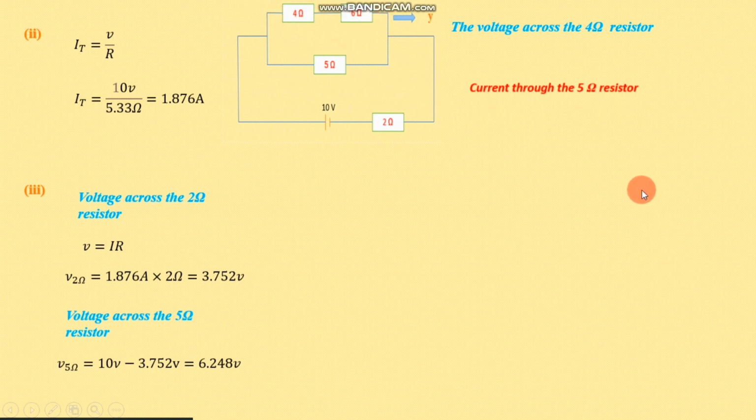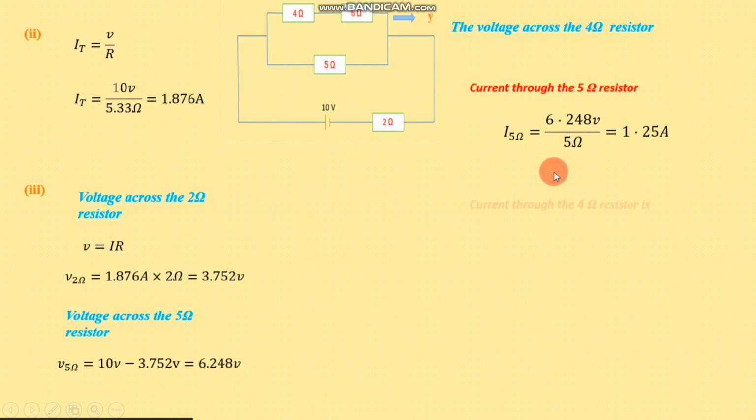So let us look at the current passing through the 5 ohm. So we have its potential difference, which is 6.248 volts. We divide by resistance. Remember, current is given by voltage divided by resistance. So the potential difference across the 5 ohm is 6.248 as we calculated earlier, divided by 5 ohms, which is 1.25 amperes. So this is the current flowing through the 5 ohm.